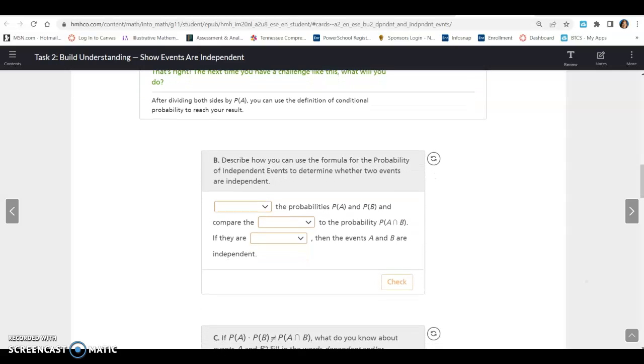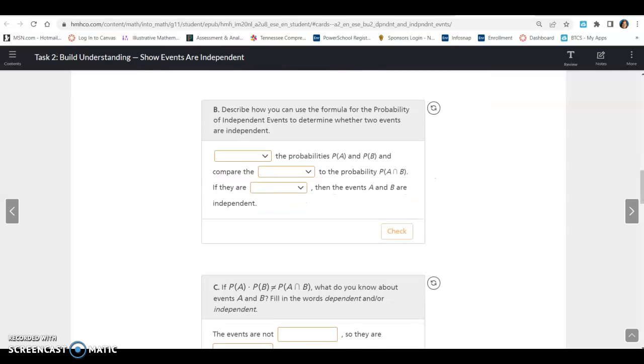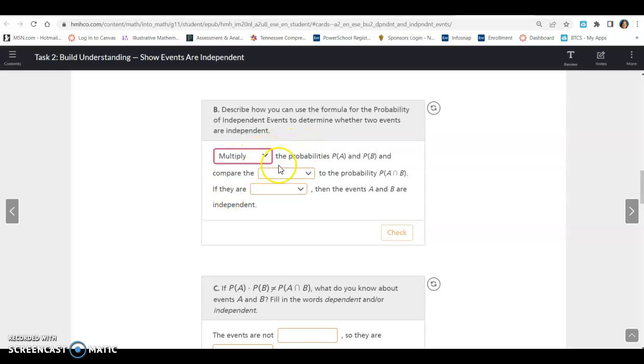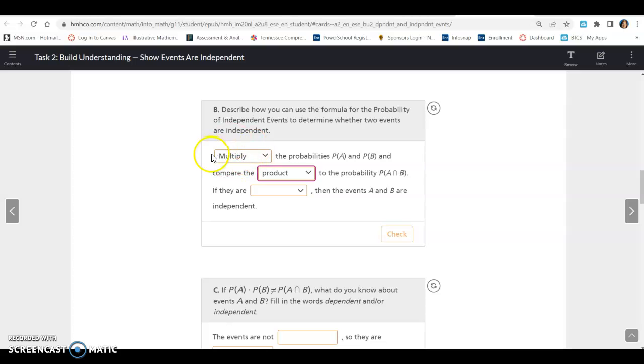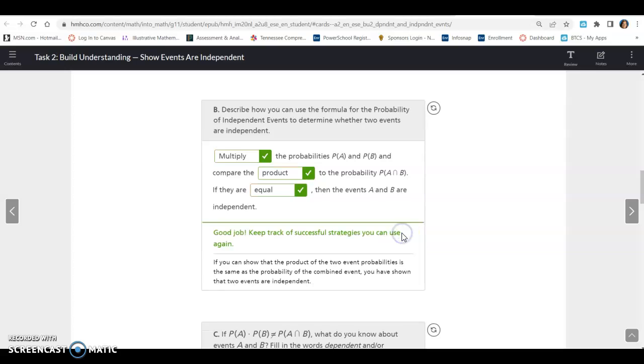All right. Describe how you can use the formula for the probability of independent events to determine whether two events are independent. We're going to multiply the probabilities P of A and P of B. We're going to multiply those two together and compare the product. The product is the answer after you multiply. If the product equals the probability of A intersect B, then the events A and B are independent.